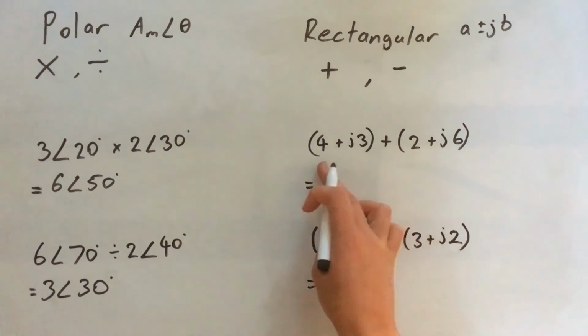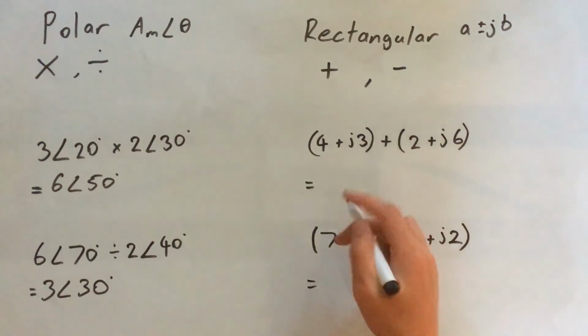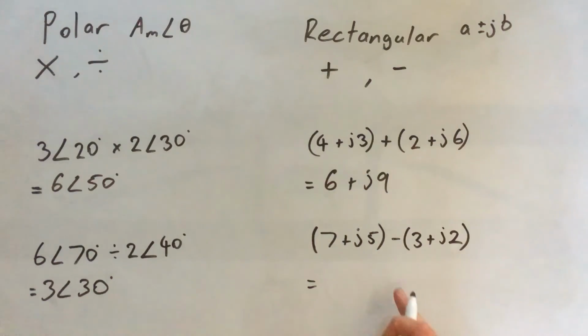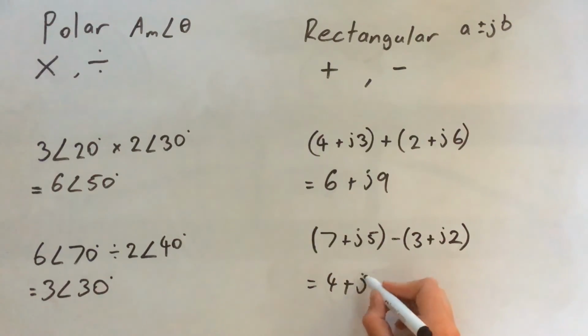When adding, you add the A's and then you add the B's, giving us 6 plus J9. When subtracting, you subtract the A's and then you subtract the B's, giving us 4 plus J3.